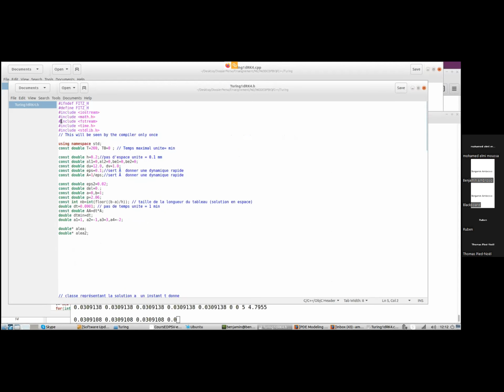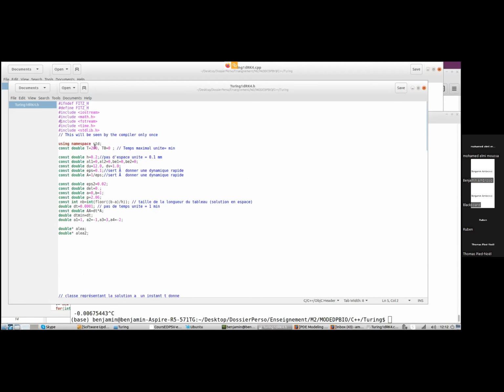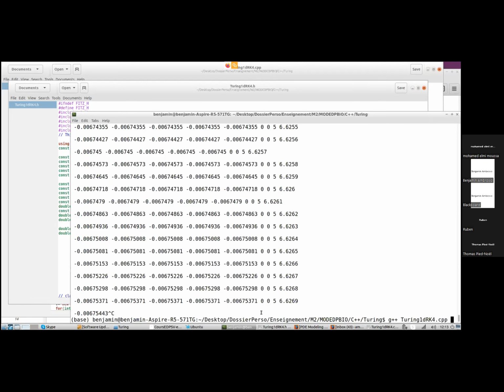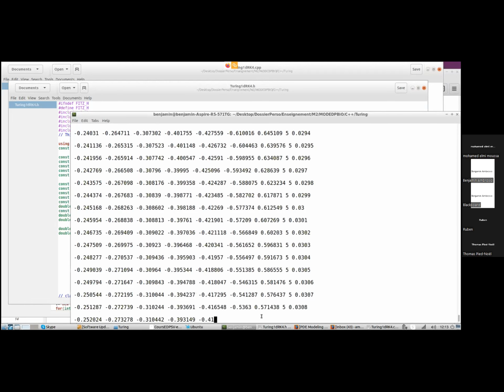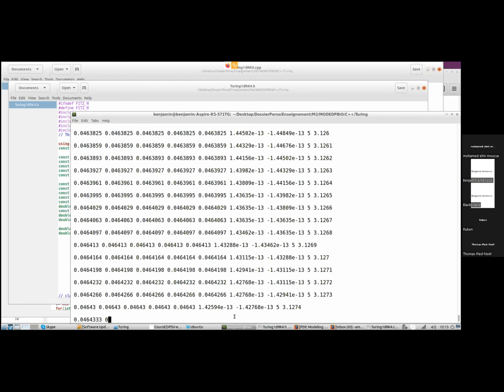But now, I'm just playing with the time on which I simulate, which is my capital T. This is the horizontal space step, and this is the time step. So we have to wait a little bit.